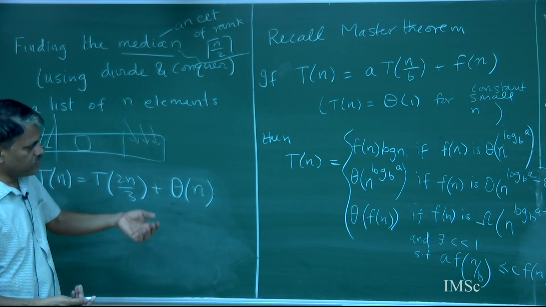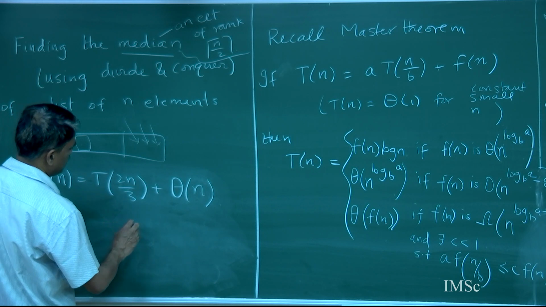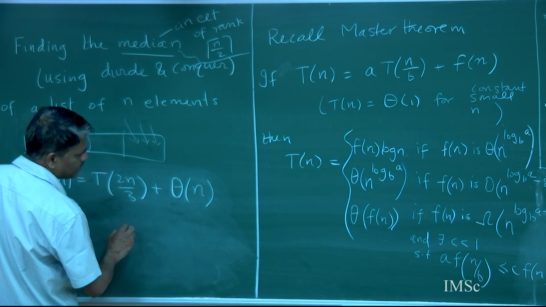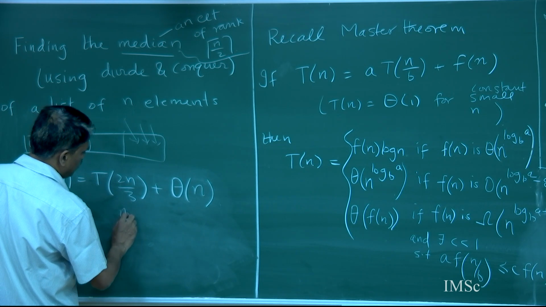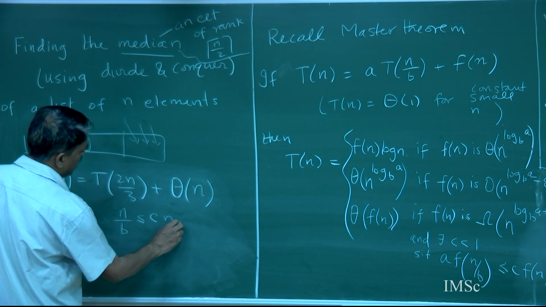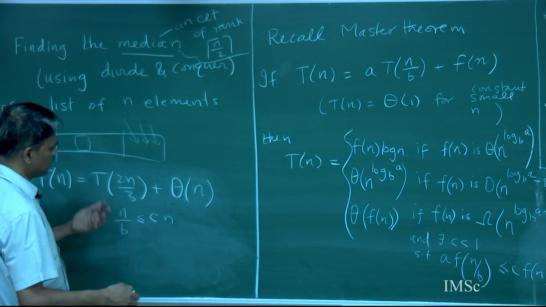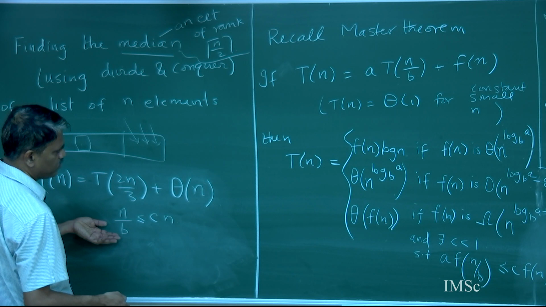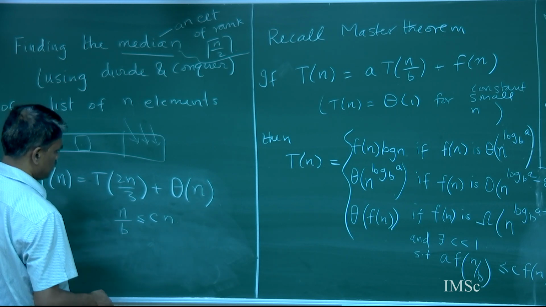And let's also verify that regularity condition. What is a? a is 1 here, and f of n is theta n. So I want n by b to be less than or equal to c times n for a c less than 1. Sure, I can pick c to be 1 by b, right? n by b is like 2n over 3. b is, yeah, 3 by 2. Okay.